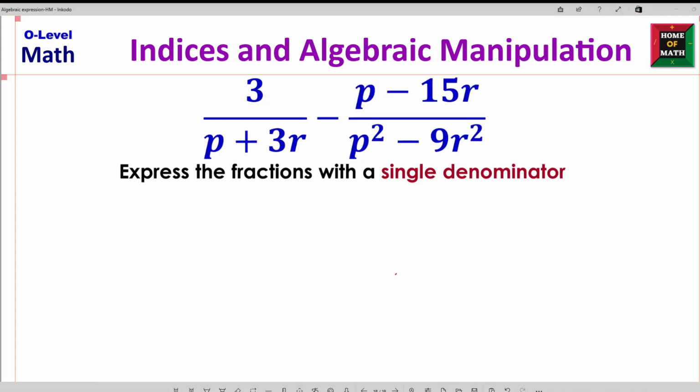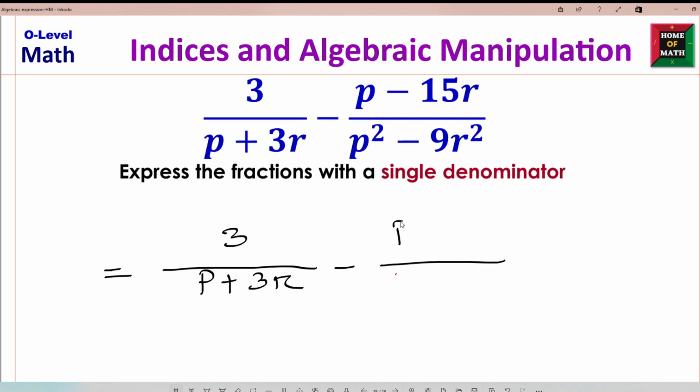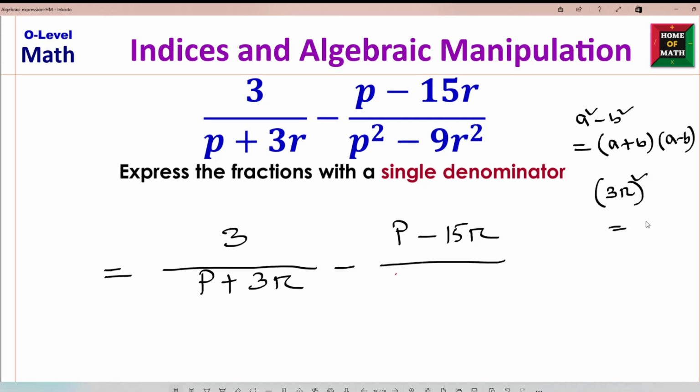In this algebraic manipulation, we'll solve fractions with a single denominator. Look, here is 3 by p plus 3r minus p minus 15r divided by p square minus 9r square. We can write first 3p plus 3r minus this one, p minus 15r, and here look, a square minus b square, what can we do? A plus b into a minus b, and here is p and here is 9r square. 9 means 3r square, it means 9r square. So this one we can write p square minus 3r square.